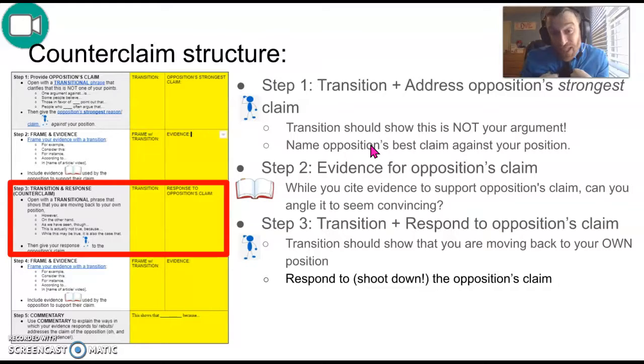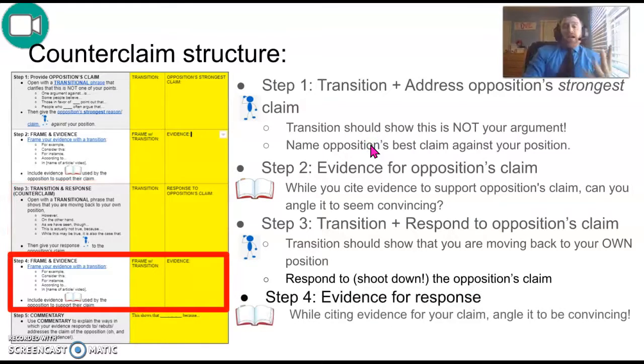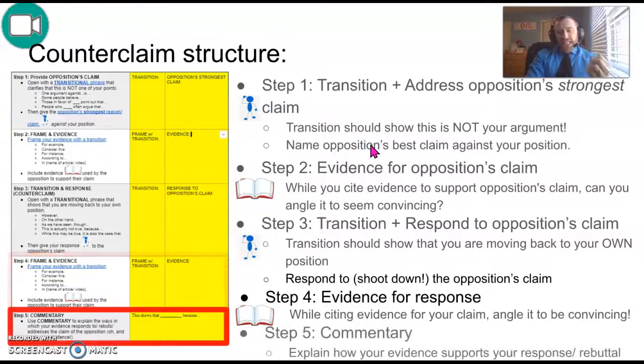I'm still right. Let me explain it to you with a reason, and then follow up that reason with evidence to back it up. You guys know we can't just shout reasons from the rooftops. We have to have evidence to support what we're saying. And then last but not least, commentary. Go ahead and explain how your evidence proves that you're right, or explain how your evidence proves that the opposition's wrong. That explanation factor there is key.